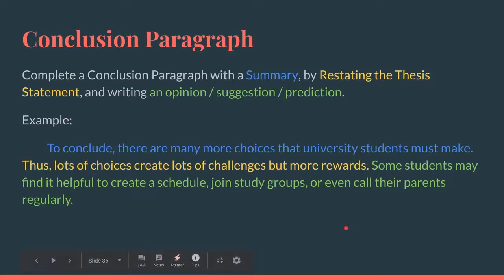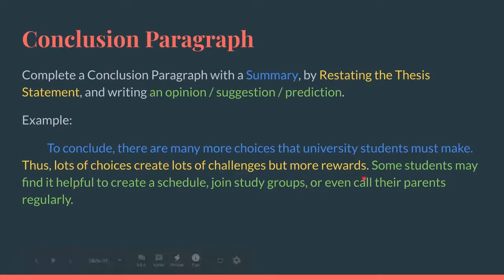Okay. So you might have come to two conclusions. Some people would probably look at this and say it's an opinion, and some people would say it's a suggestion. It's definitely not a prediction, because usually predictions will have the word will in it. I would actually say this is a suggestion. It would be better to write this more clearly. A suggestion usually should have a word like should. So it should say students should create a schedule, join study groups, or even call their parents regularly.